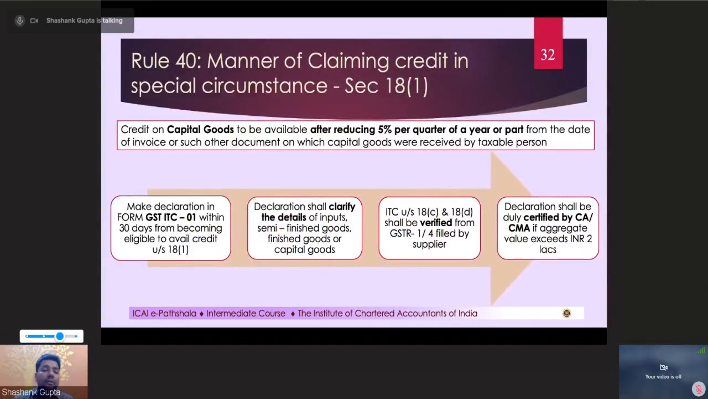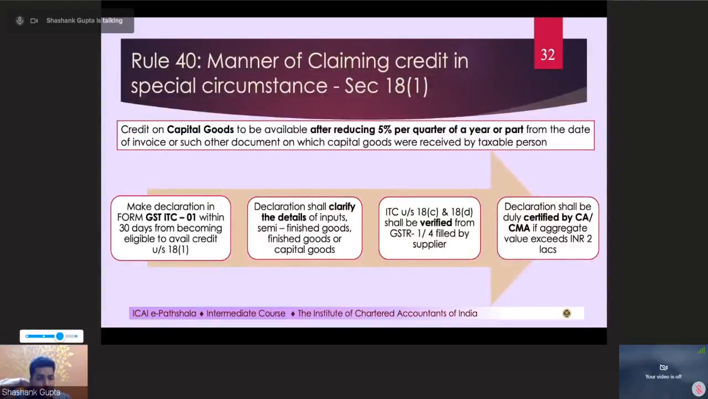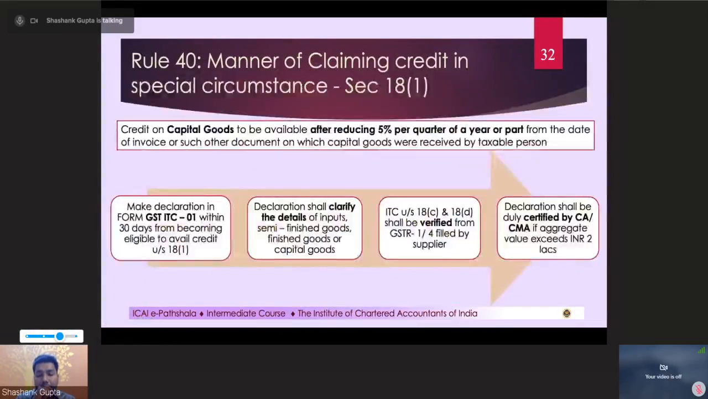Credit on capital goods. So here when we are talking about capital goods in both these cases, the credit shall be available after reducing 5% credit per quarter. So basically here suppose 2 years capital goods were used under the composition scheme and now he is moving to normal taxpayer. So 2 years means 8 quarters means 40% he has to subtract and the balance 60% he can avail.